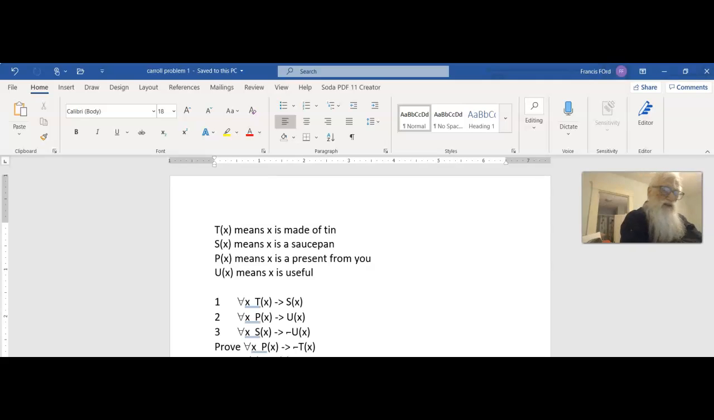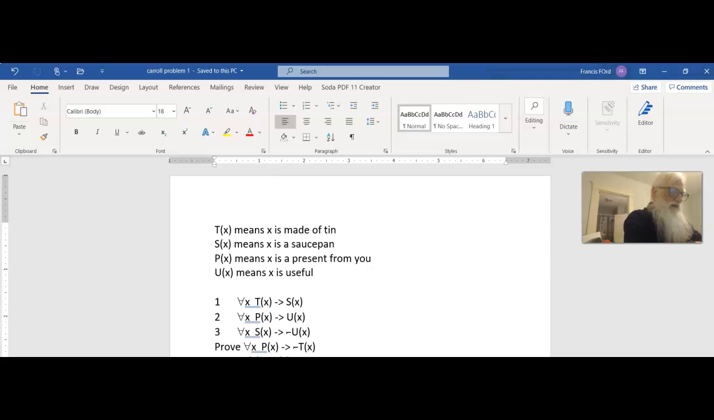This is actually from Lewis Carroll. I'm going to let T of X mean X is made of tin. I'm going to let S of X mean X is a saucepan. And P of X mean that X is a present from you. And U of X means X is useful. So the universe will be all things I have, basically.